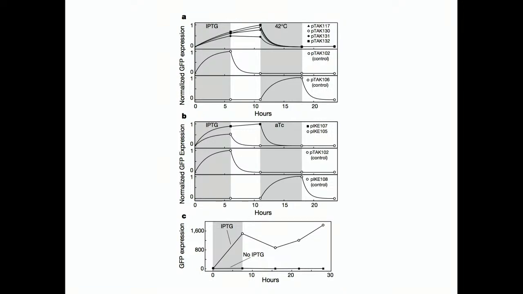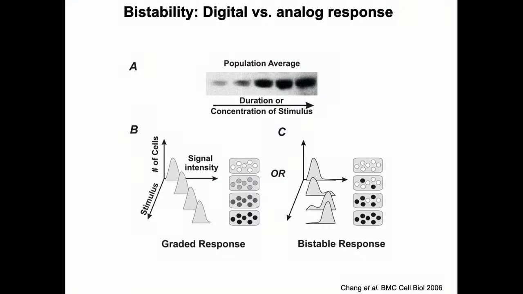You could push the system back and forth between two distinct states. Now, what are the consequences of this kind of behavior? Let's say you were given a Western blot, which is a population average behavior of a population of cells, and you increase the duration or concentration of stimulus. What you see is that the protein levels increase.